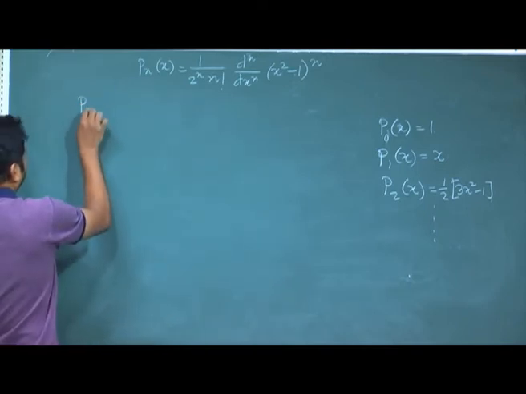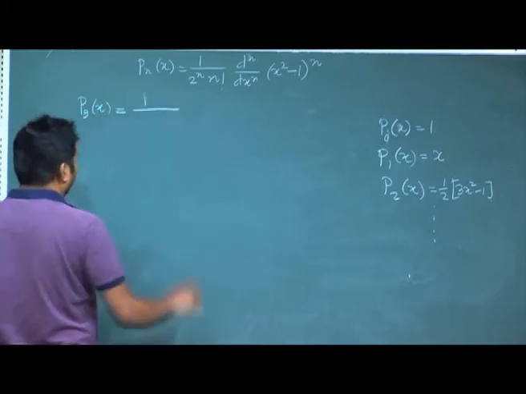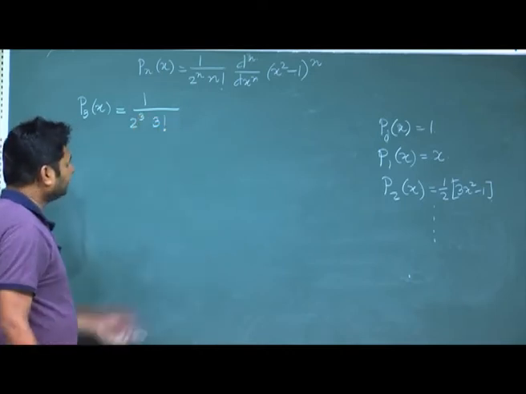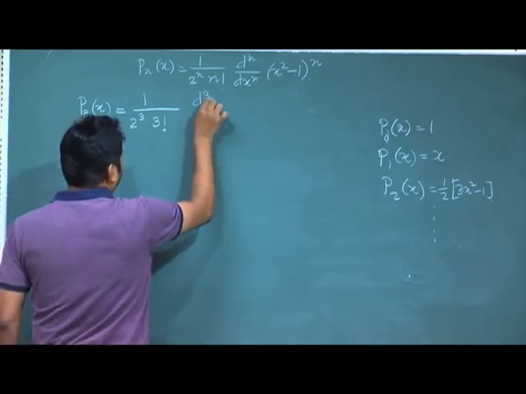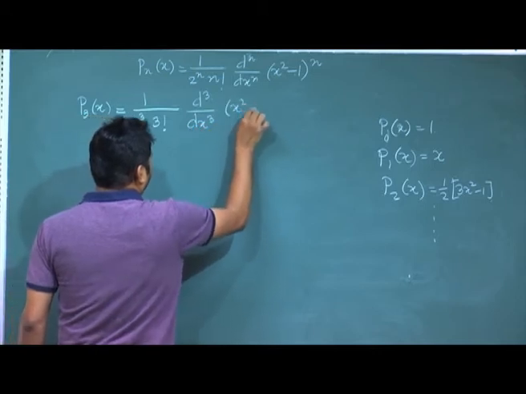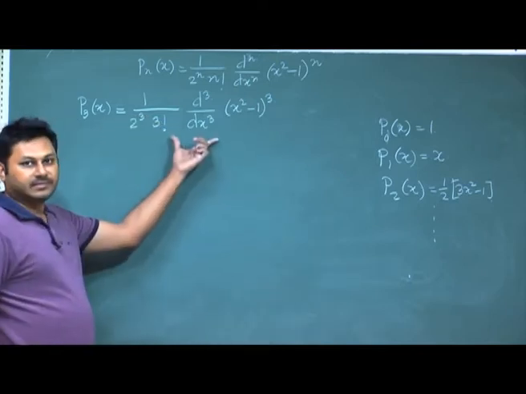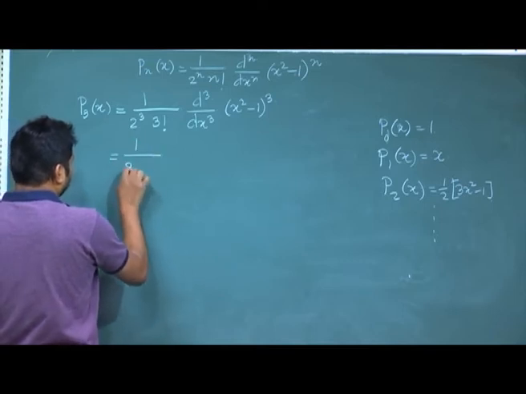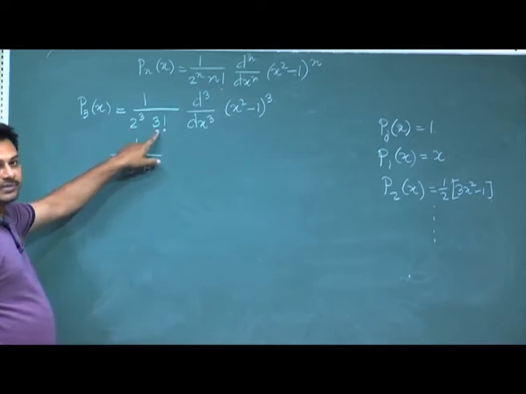So P3(x), I would like to find out. It should be 1 over 2 to the power of 3 factorial 3 as the initial term, and then d³/dx³ of (x² − 1)³. So first it is 8 into 6: 2 to the power 3 is 8, factorial 3 is 6.